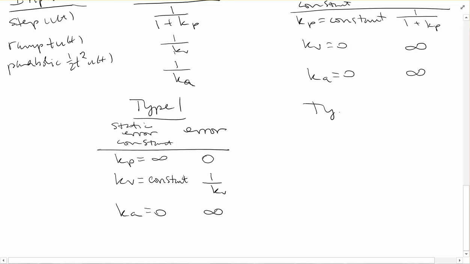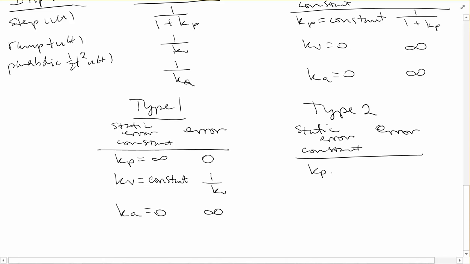So now, let's look at type 2. So with type 2, that means we've got s squared in the denominator. So let's write out our columns. So we have static error constant here, and then we have error. And by error, that's steady state error. Alright, so with a step input, our constant is k sub p, and that's going to equal infinity, and the error there is going to be 0.